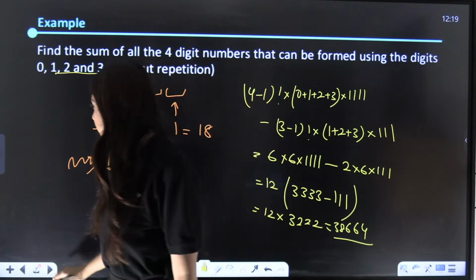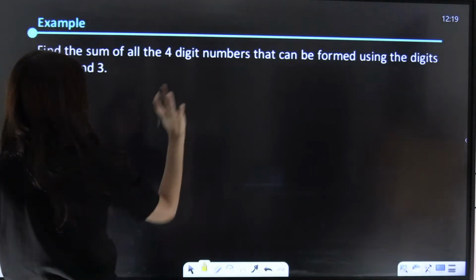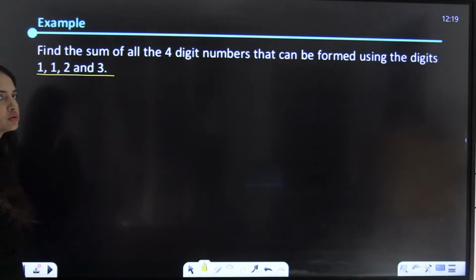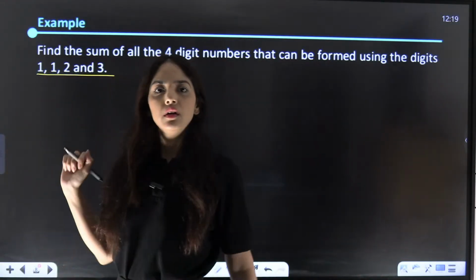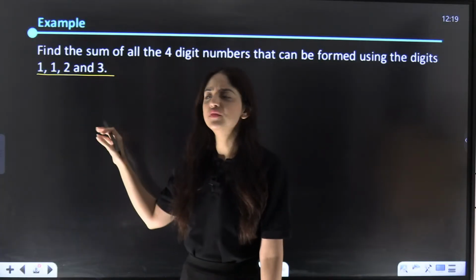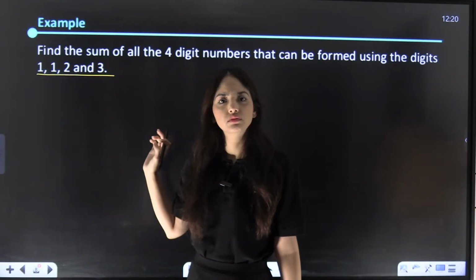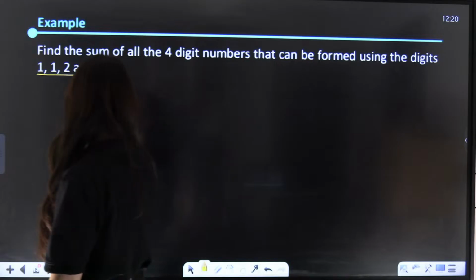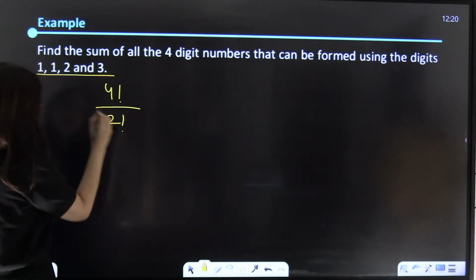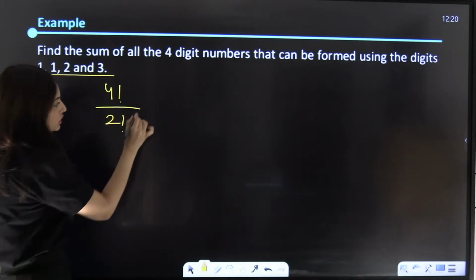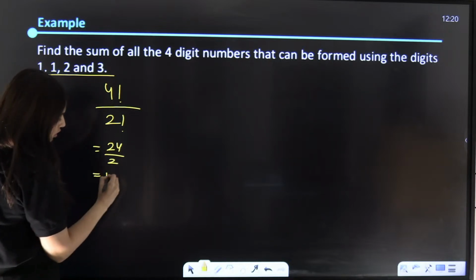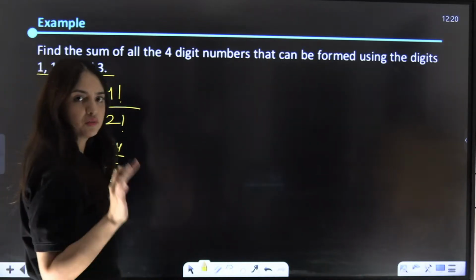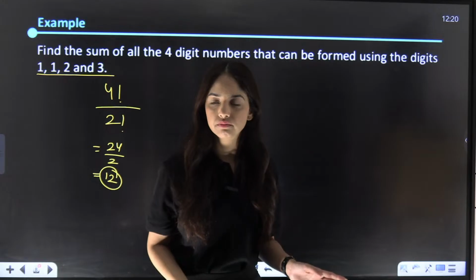Let's see another case. Find the sum of all 4-digit numbers that can be formed using 1, 1, 2 and 3. Let's go back to our how many numbers can we make using these 4 digits. We arrange all of these and we divide it by the repetition number. So this comes out to be 24 by 2, 12. Right? We have to find the sum of all these 12 numbers.